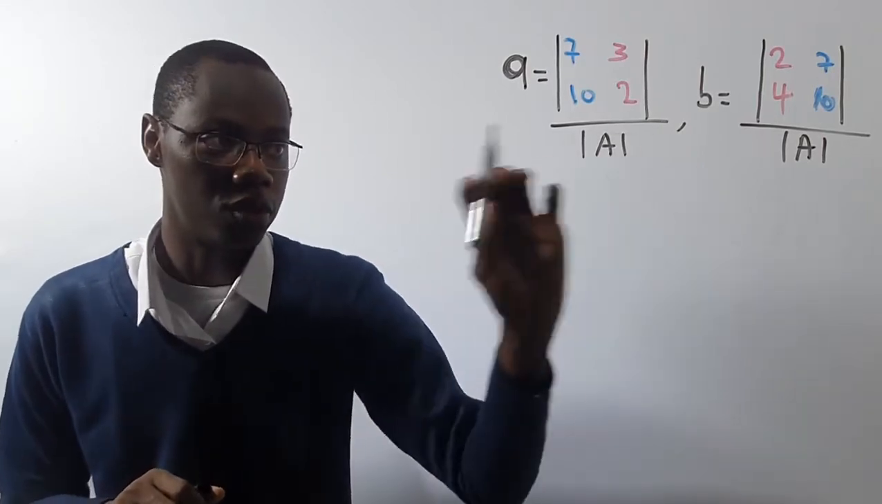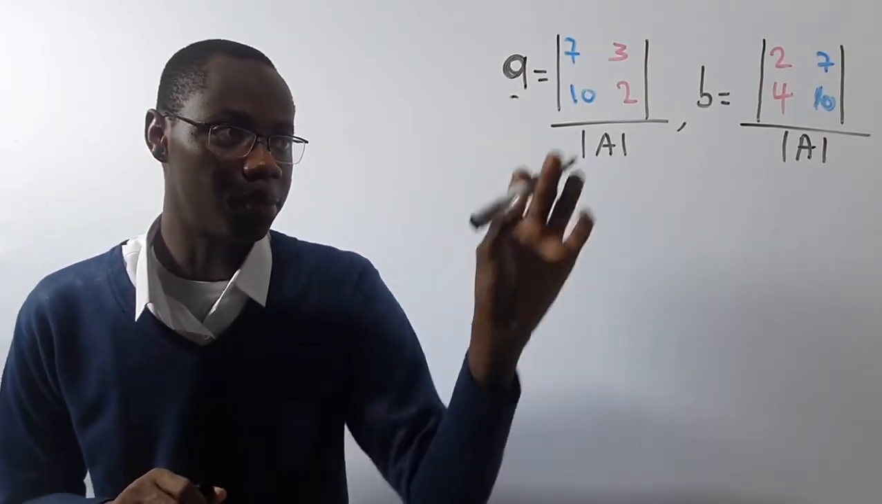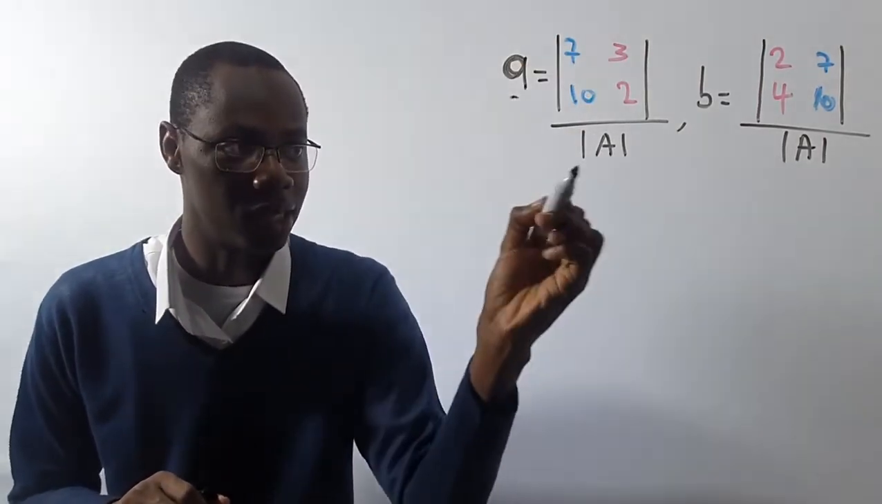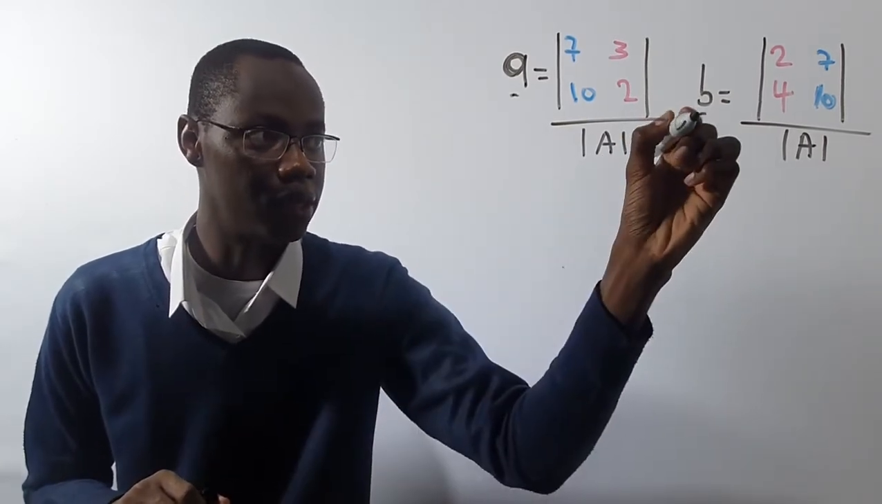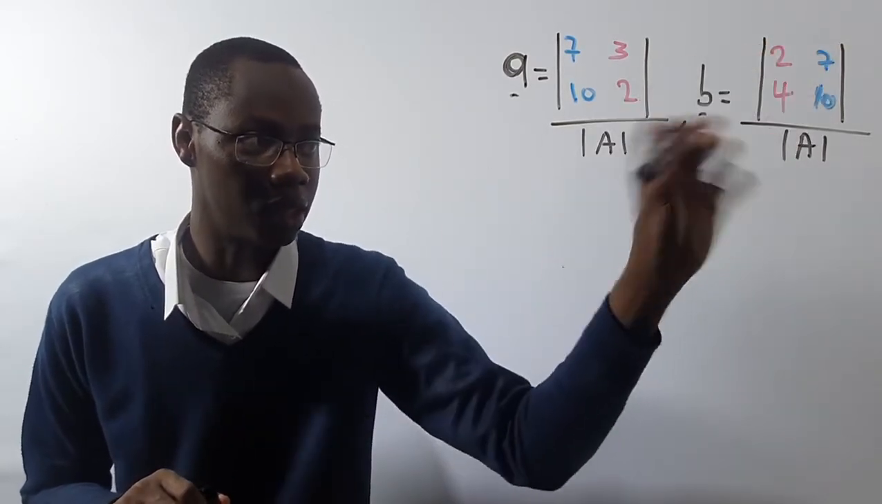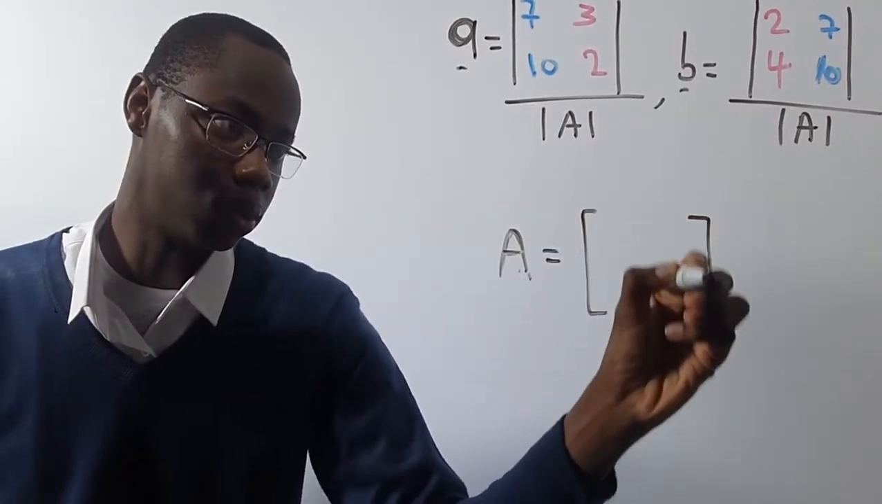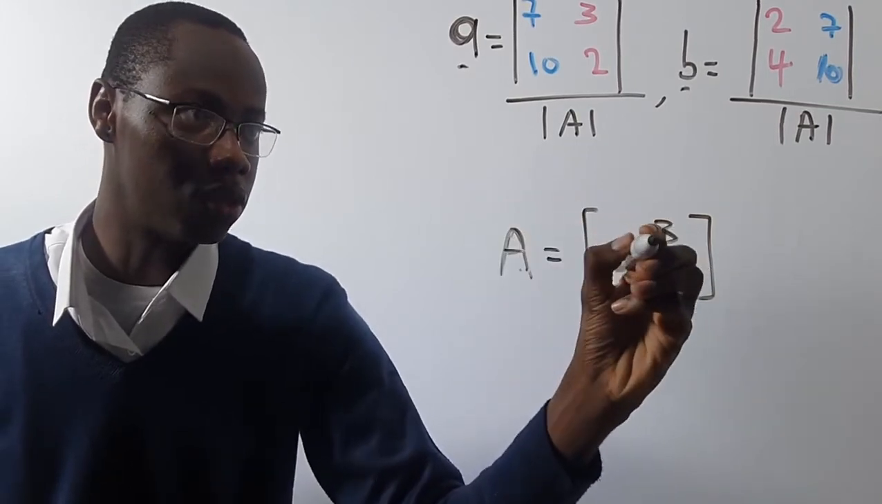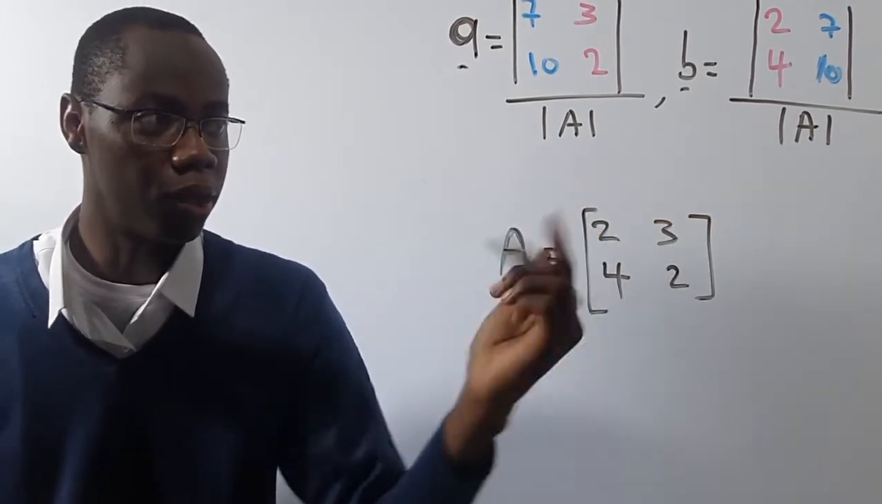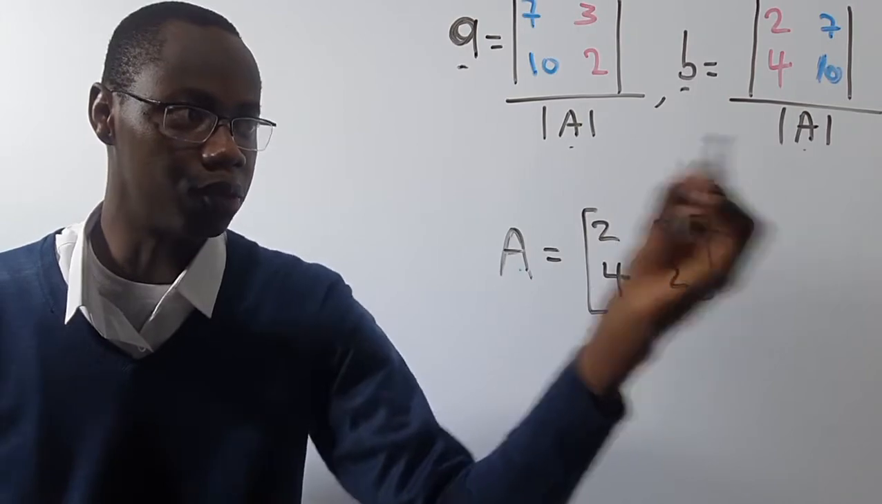So look at both of them here. Find the determinant of this divided by the determinant of A. Find the determinant of this and find the determinant of A. So that's what we're going to do. Now what is A? A is 2, 3, 4, 2. So let's find the determinant of it. So we know the base now for both of them.